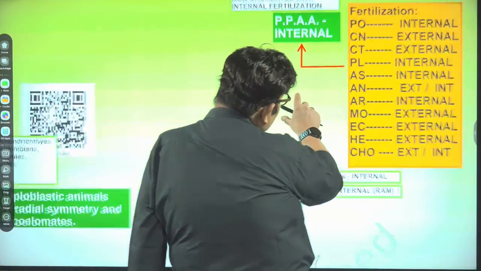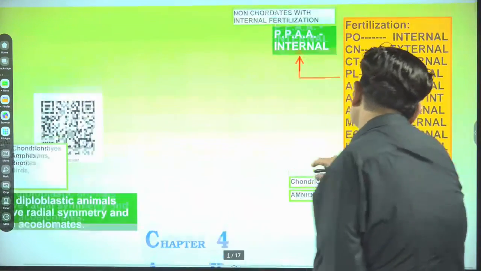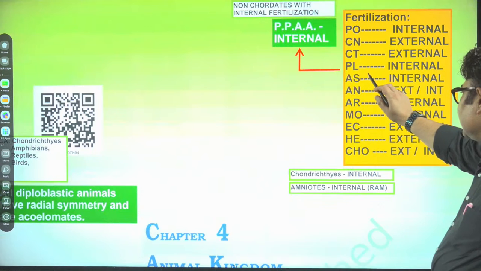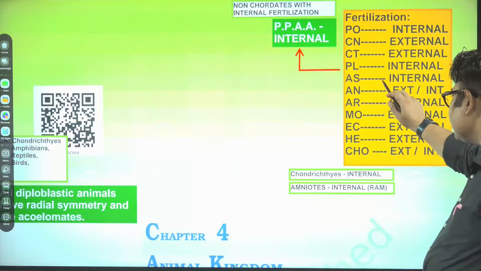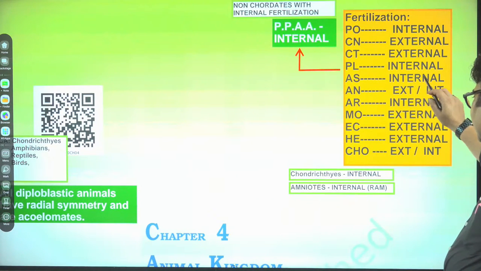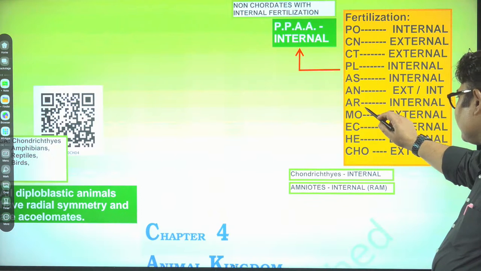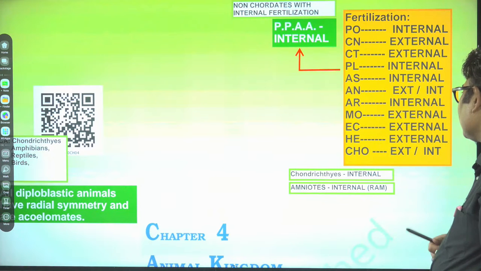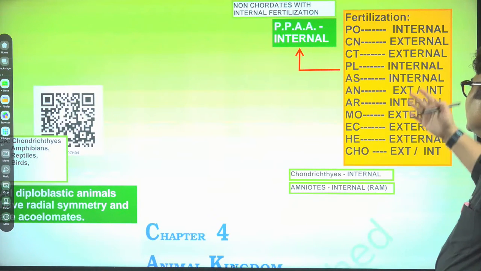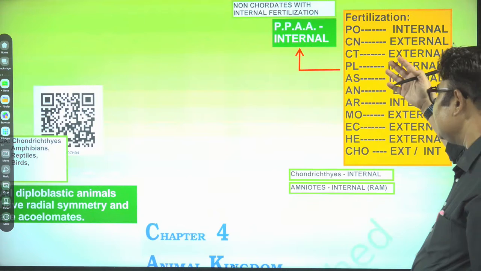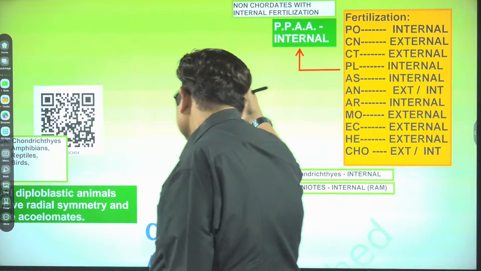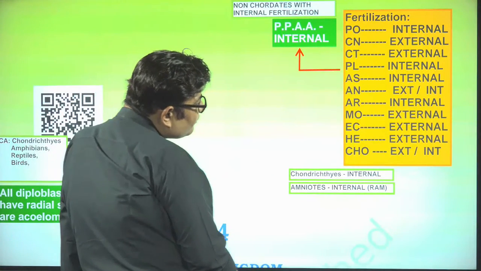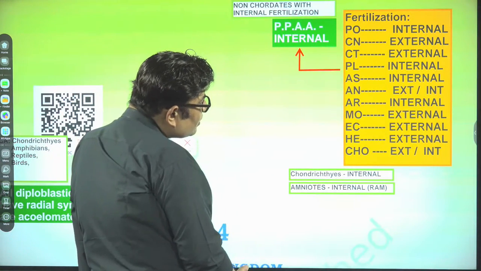Internal fertilization in the case of non-chordates. In Porifera, you can see internal fertilization. Then in Platyhelminths and Aschelminths, you will see internal fertilization. And then you will find it in Arthropoda. So four phyla show internal fertilization in non-chordates.